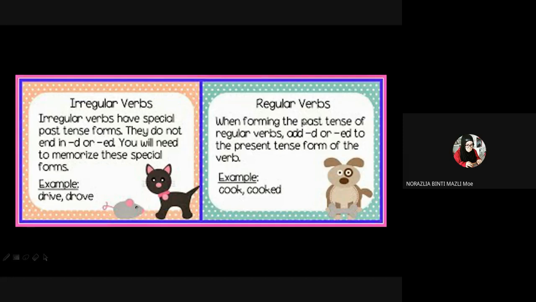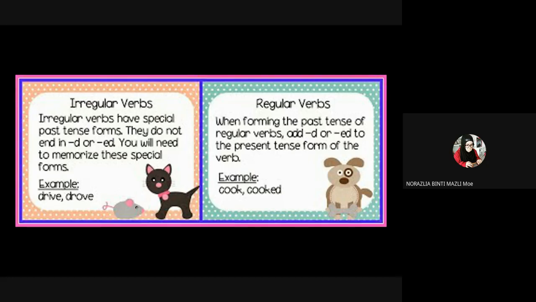But for regular verbs, when forming the past tense of regular verbs, you add D or ED to the present tense form of the verb. Ni macam walk jadi walked, ada ED. Like cook jadi cooked, ada ED. Ada bunyi D tu lah.